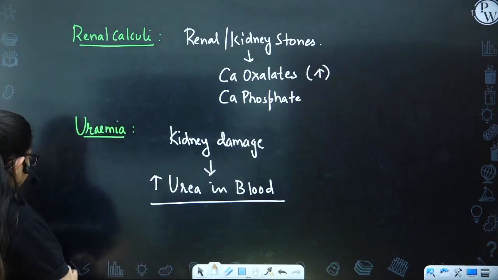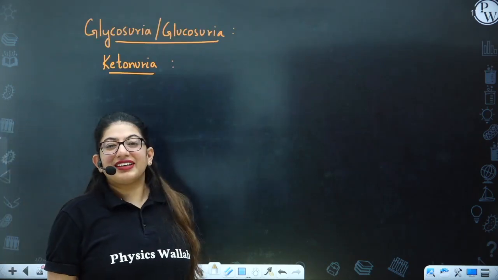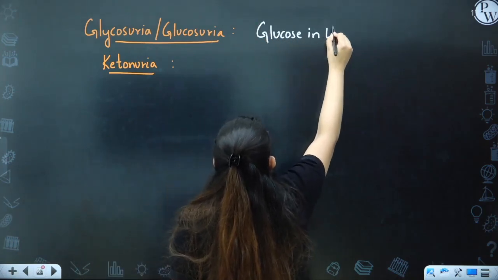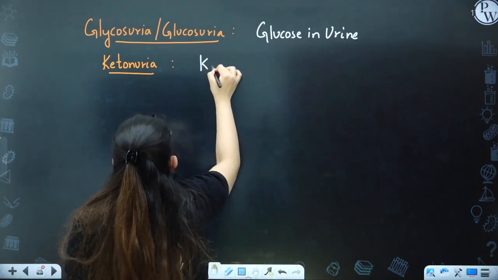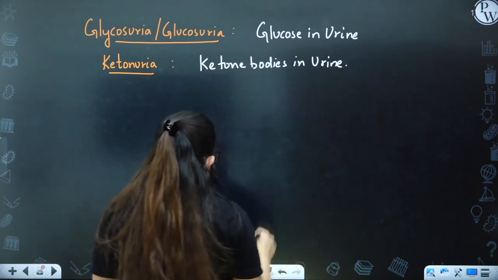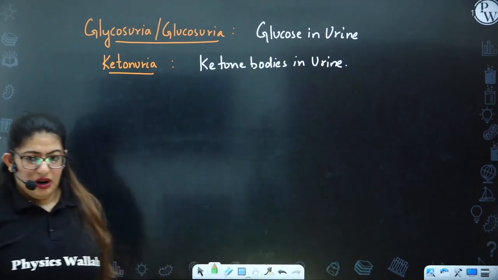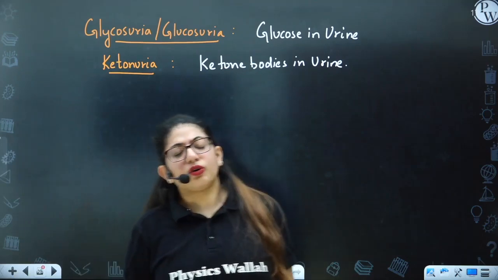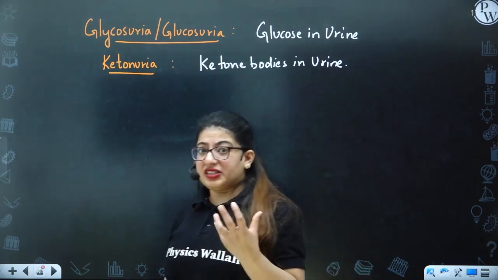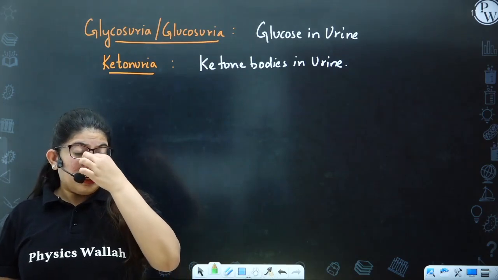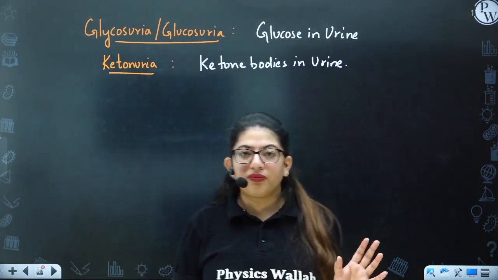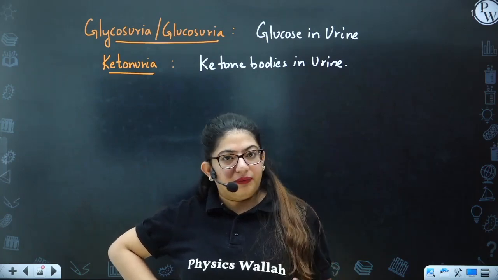Next disorder that we have, very important: glycosuria and ketonuria. Glycosuria, or glucosuria, is glucose in urine, and ketonuria is ketone bodies in urine. As we have done in biomolecules, I told you there that everything in our body is in a fixed concentration. Everything is in a steady state. For example, your glucose concentration in blood is around 80 to 100 milligram per 100 ml of blood, or we can say 4.5 millimolar. This is what we say.